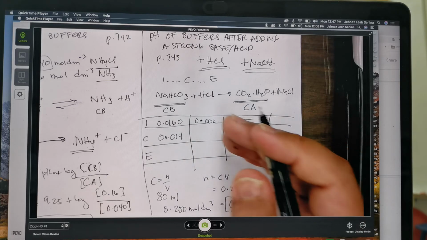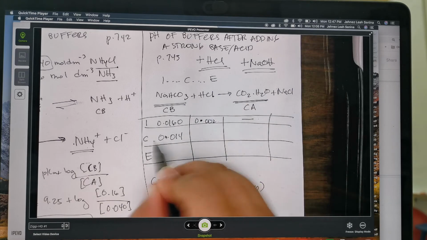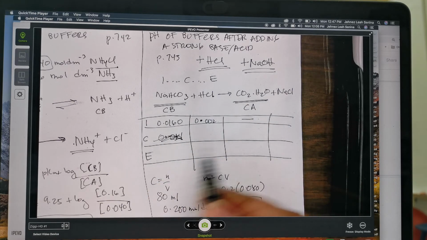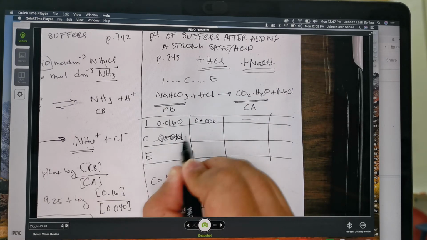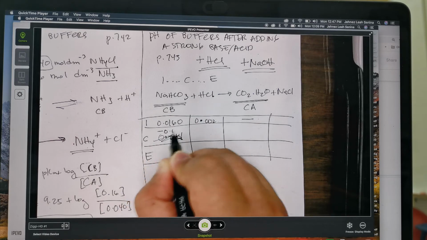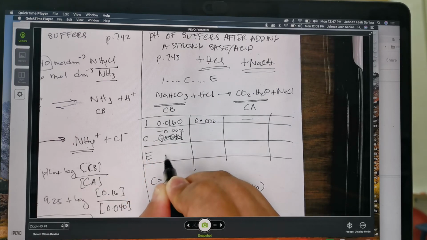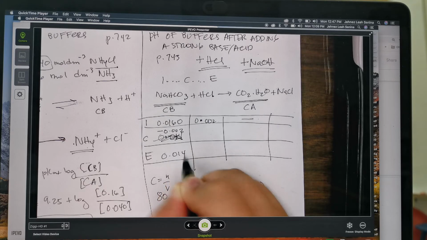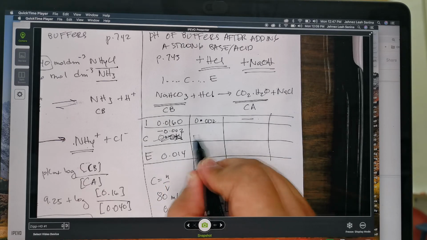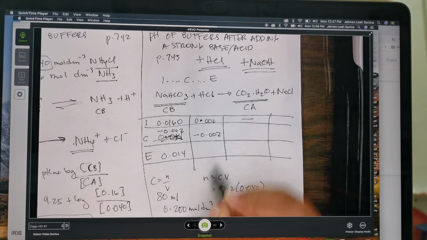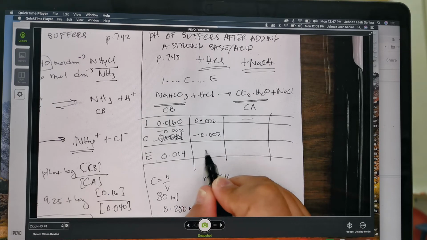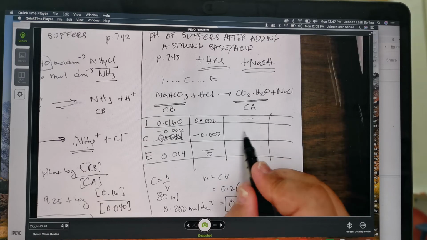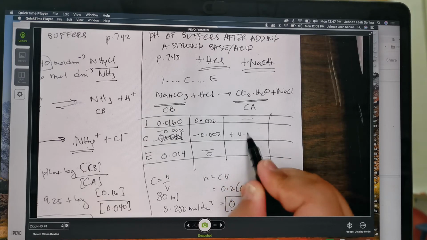Sorry, backtrack a little bit. So the change will be minus 0.002, and then you put your difference here, 0.014. The change is minus 0.002. So at equilibrium, this is now 0.